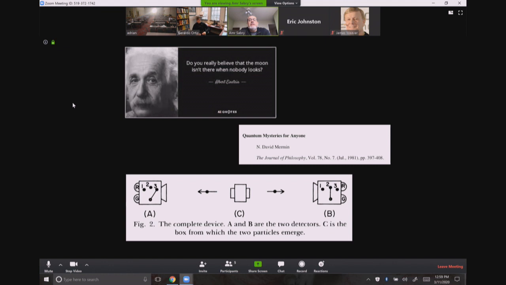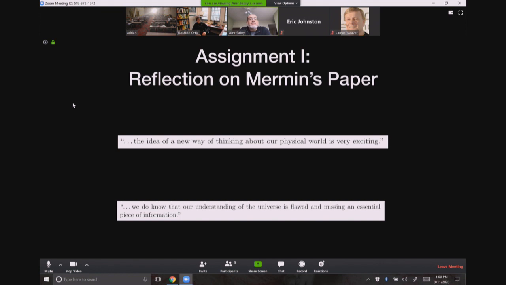We tell the students, read this paper. We discuss it in class a little bit, and we explain what the experiment is doing, and we get them to think about it. And then there is an assignment on reflecting on this experiment. And these are quotes from the students from their first assignment, that they realize that there is a new way of thinking about what's happening, and that what they think they understand is not exactly accurate. It's actually missing something fundamental.